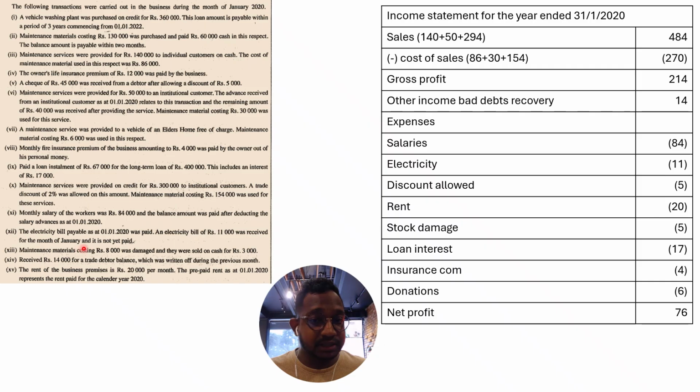Now wait, but there's a loss, right? Yes, stock damages, the net stock damage is 5 because you are getting cash by selling that for 3,000. And yes, the rent you should consider as an expense. Yes, then you can get the net profit as well.